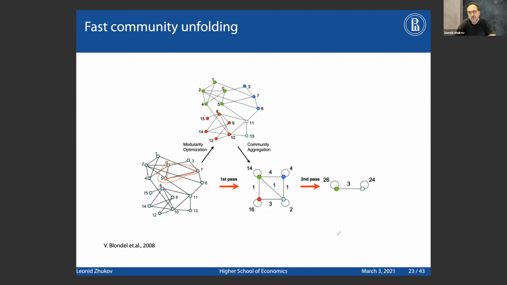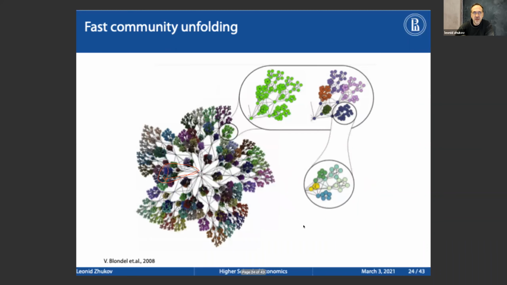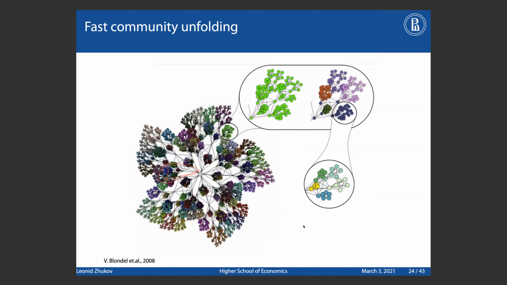Okay. So here is an example of this algorithm running on a quite complex graph.